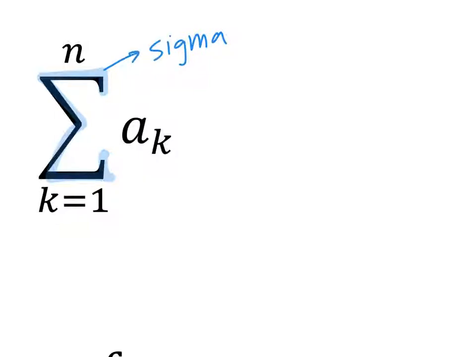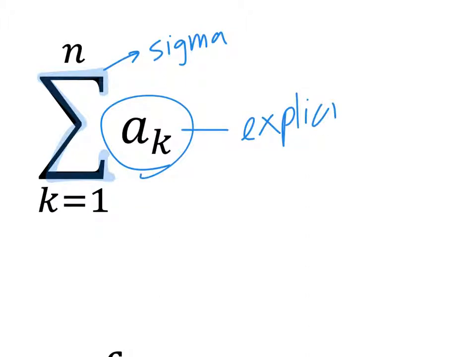There's also a lowercase sigma for something else. You'll see this a lot more in stats or when you get to higher math. So this is saying I want the sum of something. Of what? Well, A of k or A sub k, this is the explicit formula. This is the formula you need to figure out what the actual term is.